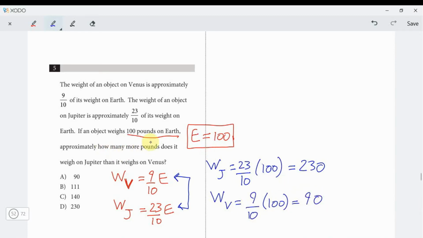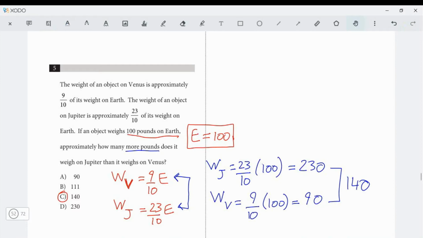Now the question wants how many more pounds. So that's the difference. The difference between the two would be 230 minus 90, which is 140. Because they said how many more. That's the difference, 140. Alright? So it's definitely a lot heavier on Jupiter than it is on Venus. Everyone is cool with this question? Yes, sir.